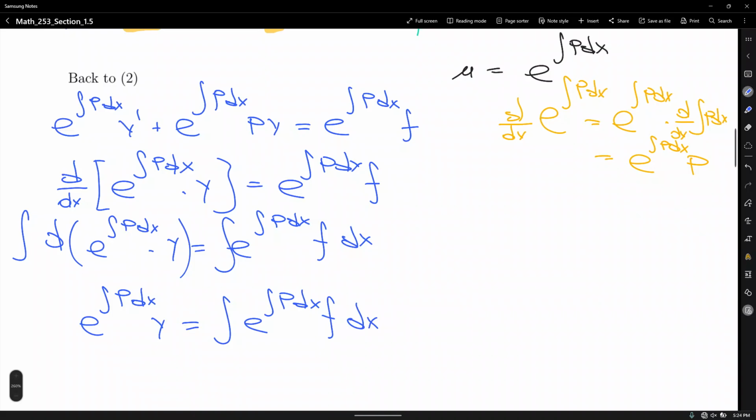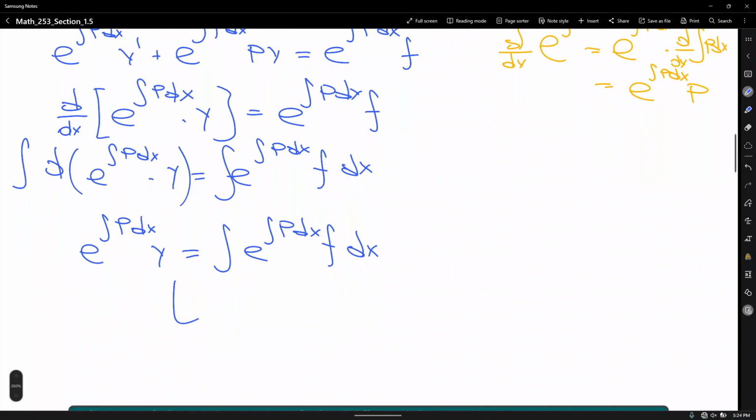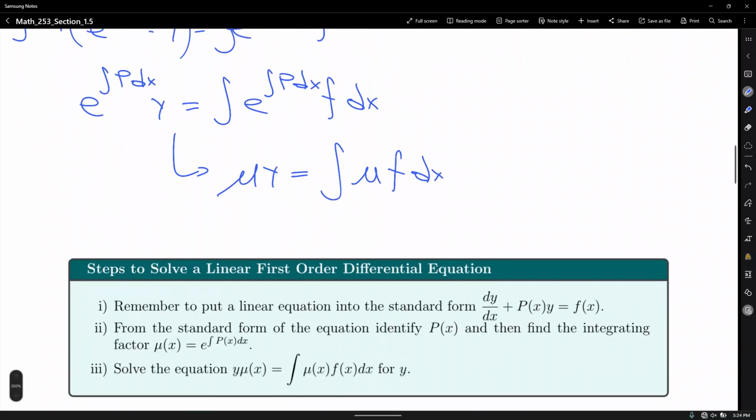I'm going to rewrite this formula in a more compact way. Remember what was e to the integral of p dx? That's just mu, isn't it? So this is equal to mu y equals the integral of mu f dx, which is the formula we have down here. All right?